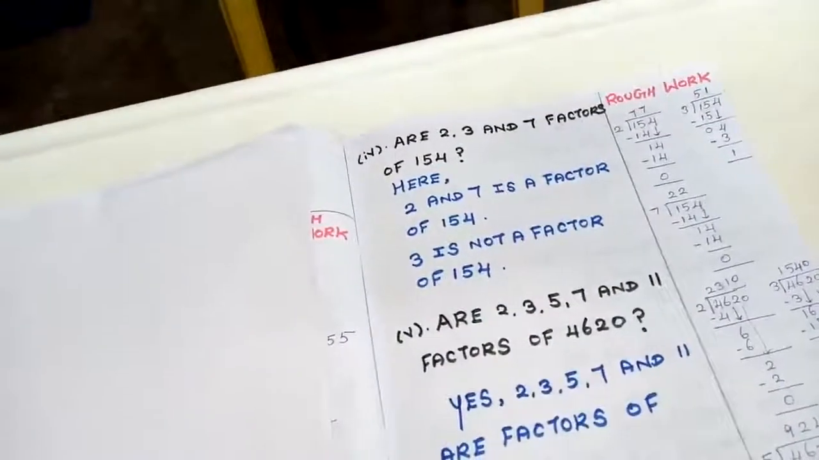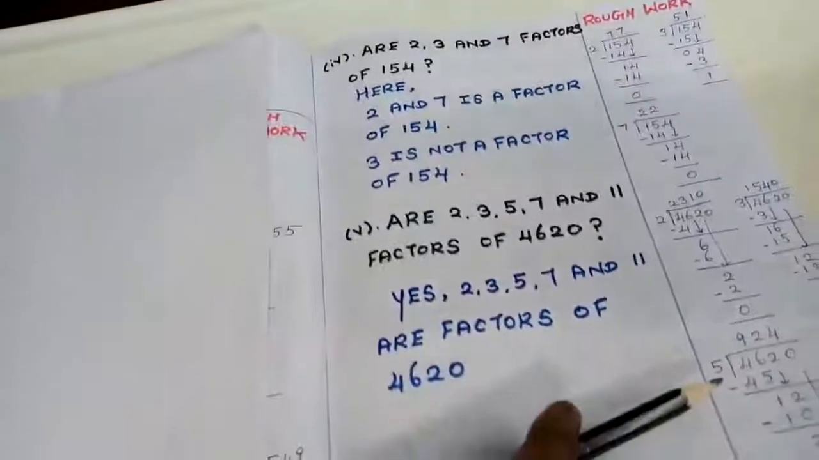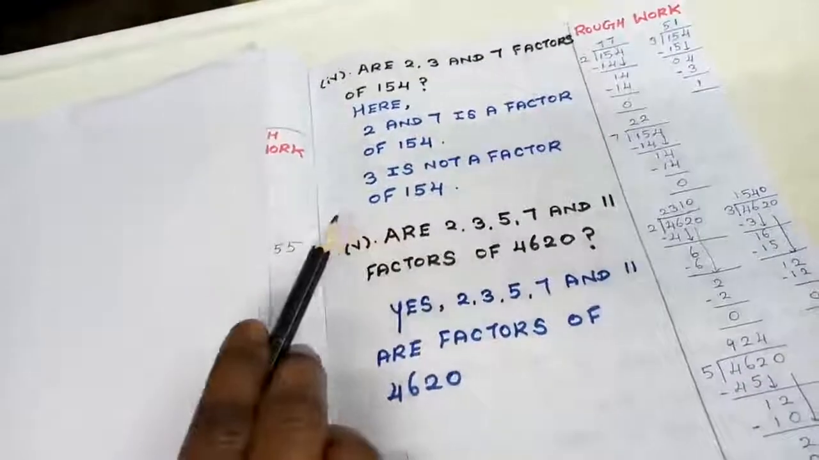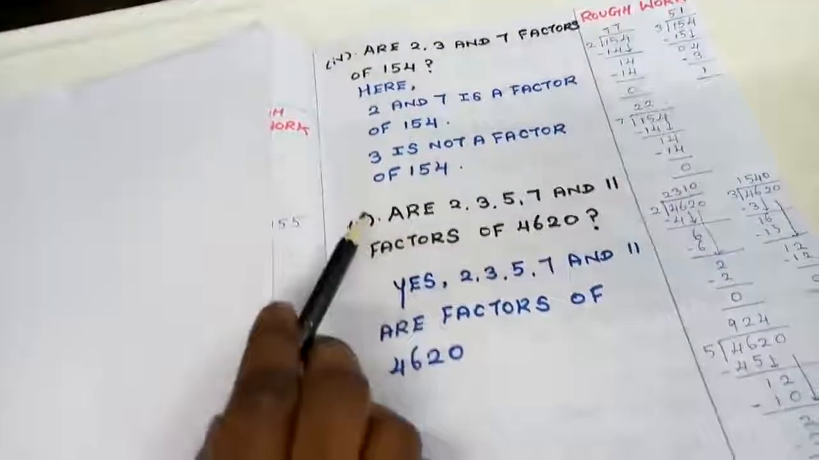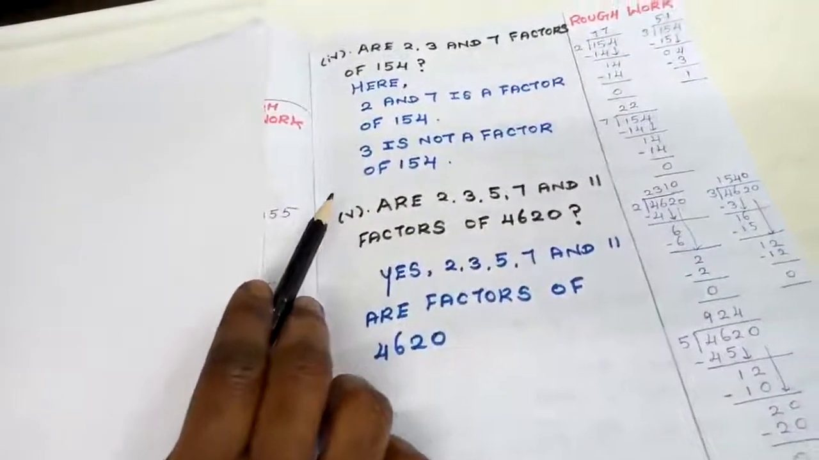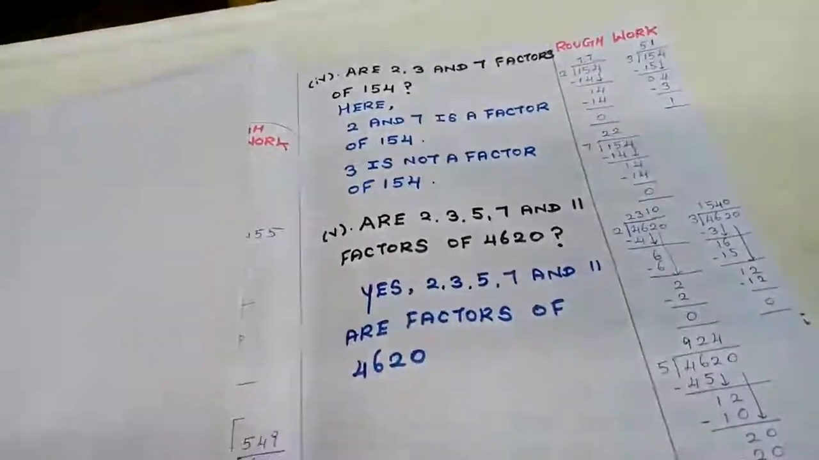In the same way, I have done the rough work, students. You are going to check, you are going to see the tables. While you are getting the remainder 0, automatically it is a factor. If you are not going to get the remainder 0, it is not a factor. You are going to just work out and see the 4th and 5th sum.